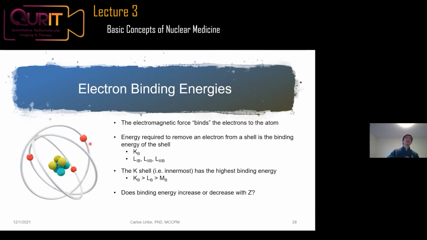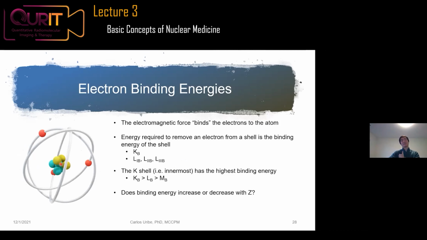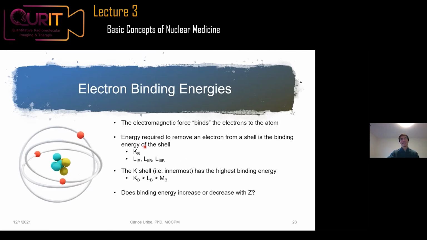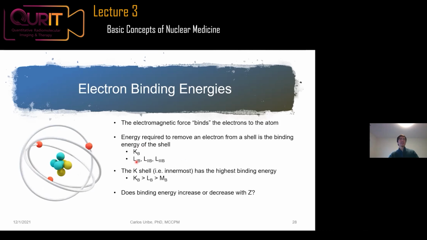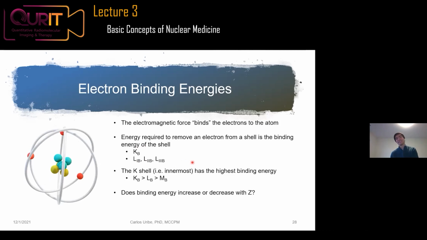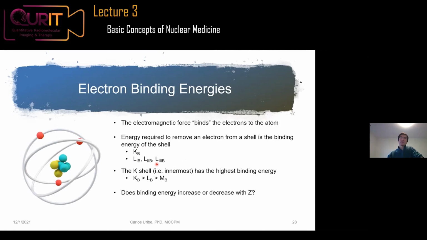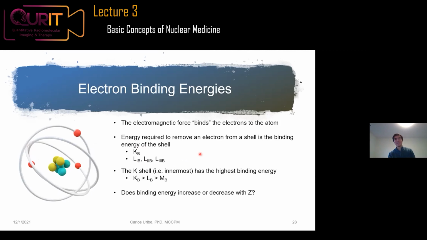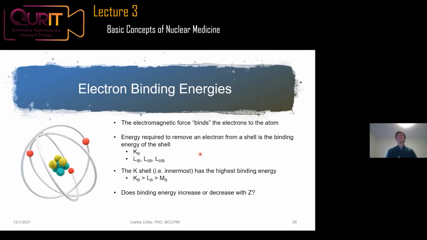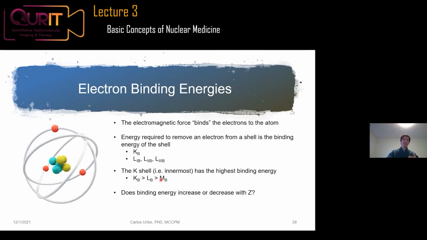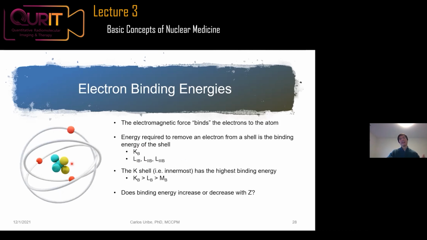So if you are going to remove an electron from the K shell, then we'll call that the binding energy of the K shell, or if you're going to remove it from the L shell, from the first substate, then you're going to need a different energy. But the point is that the innermost shell, which is the K shell, is the one with the highest binding energy. And then as we move from the center out, they have less and less energy.